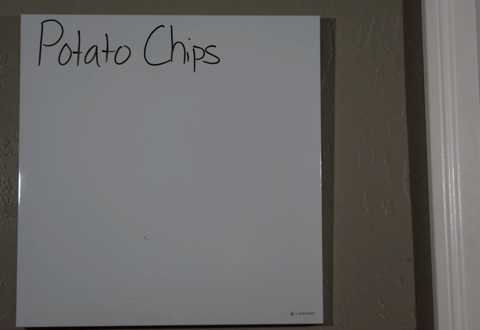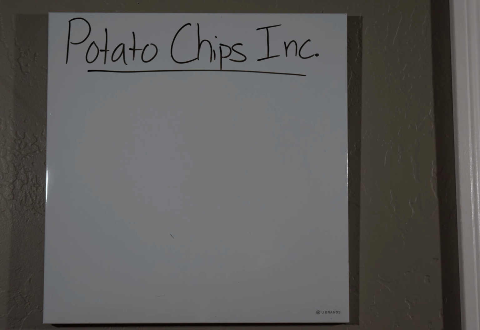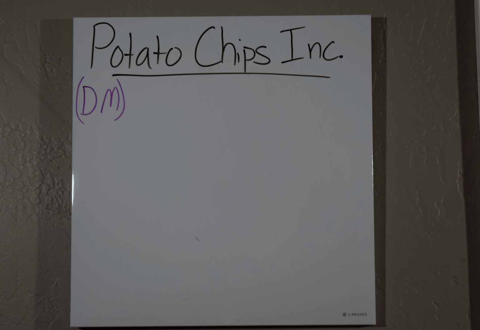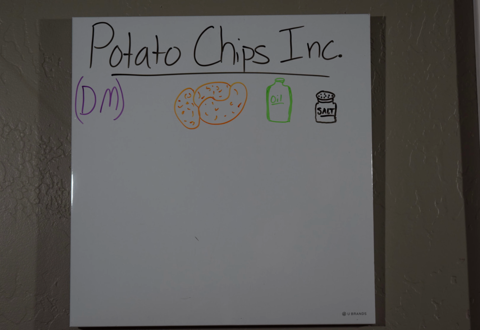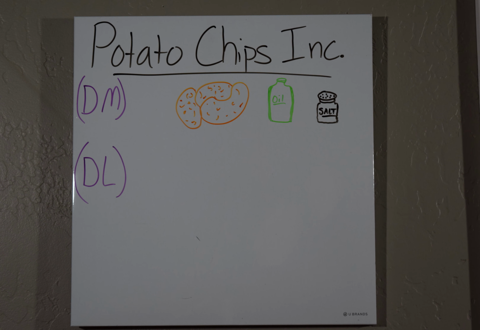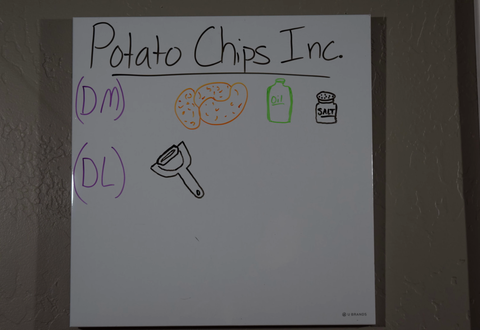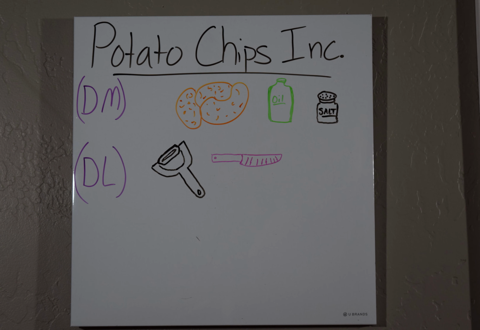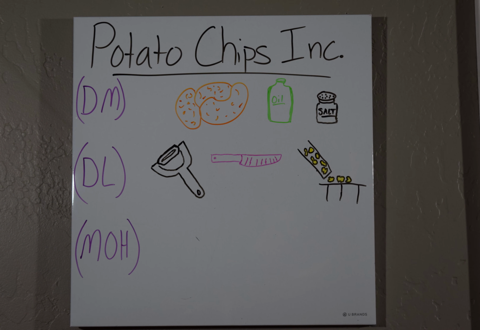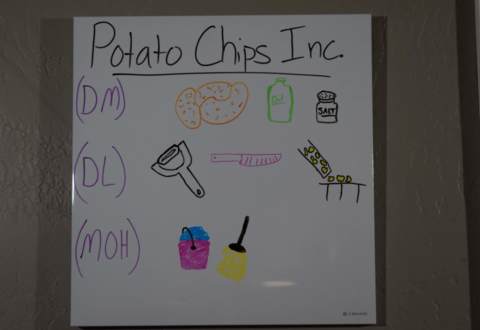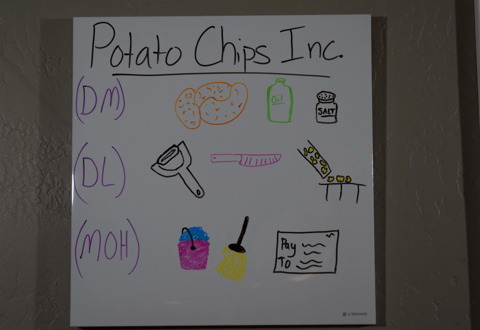Take Potato Chips Inc., for example. The direct materials would be the potatoes, oils, and ingredients to make the chips. The direct labor would be the people peeling and slicing the potatoes, if this were back in the day. Now it would be the people running the machines to do that. Manufacturing overhead includes setting up machines, cleaning, managers' salaries, maintenance costs, depreciation, and more.